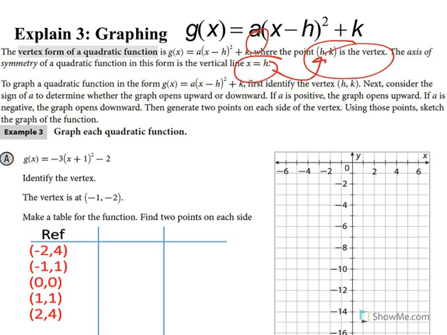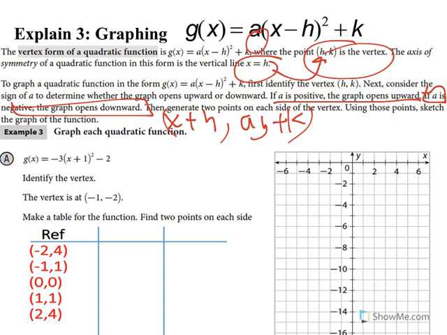To graph a quadratic function in the form g of x equals A times the quantity x minus h, quantity squared, plus k, first identify the vertex (h, k). Next, consider the sign of A to determine whether the graph opens upward or downward. If A is positive, the graph opens upward. If A is negative, the graph opens downward. Then generate 2 points on each side of the vertex. Using these points, sketch the graph of the function. So the 2 points we want are x plus h and A times the quantity squared plus k.